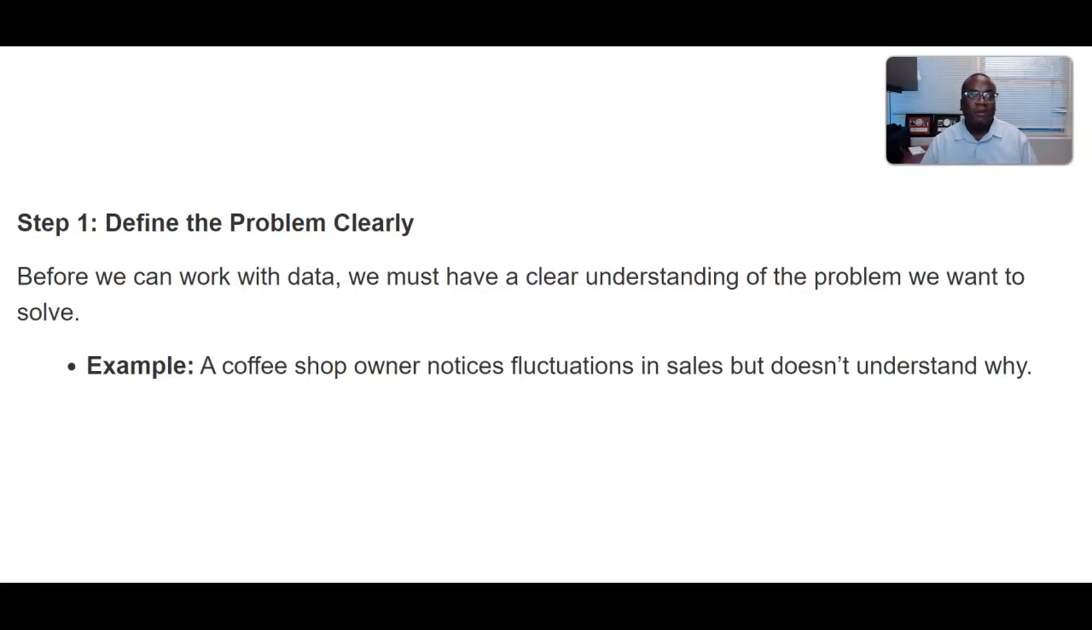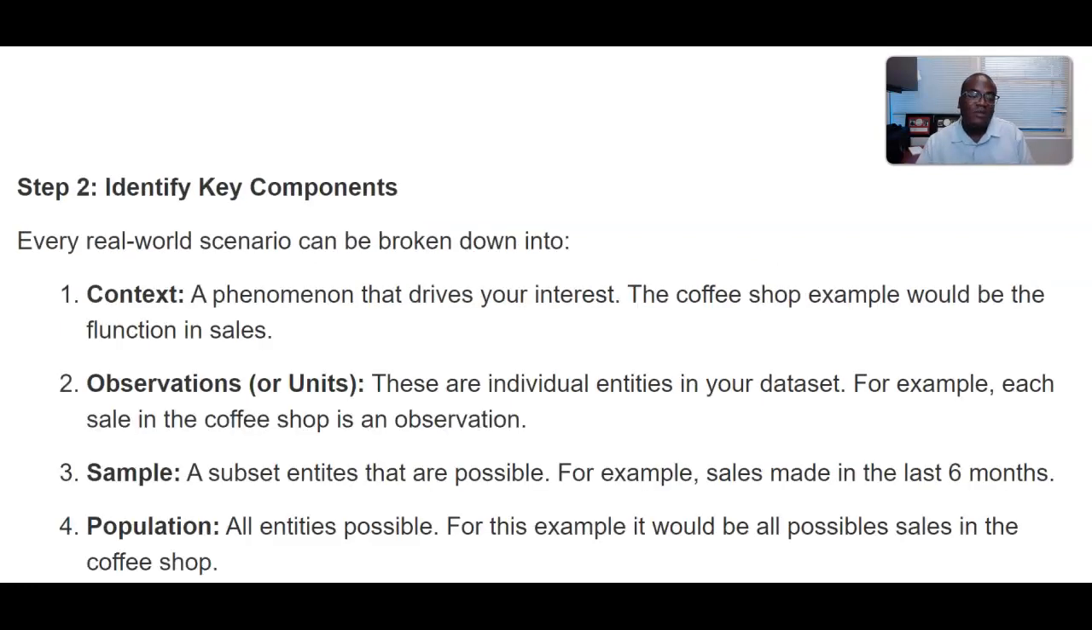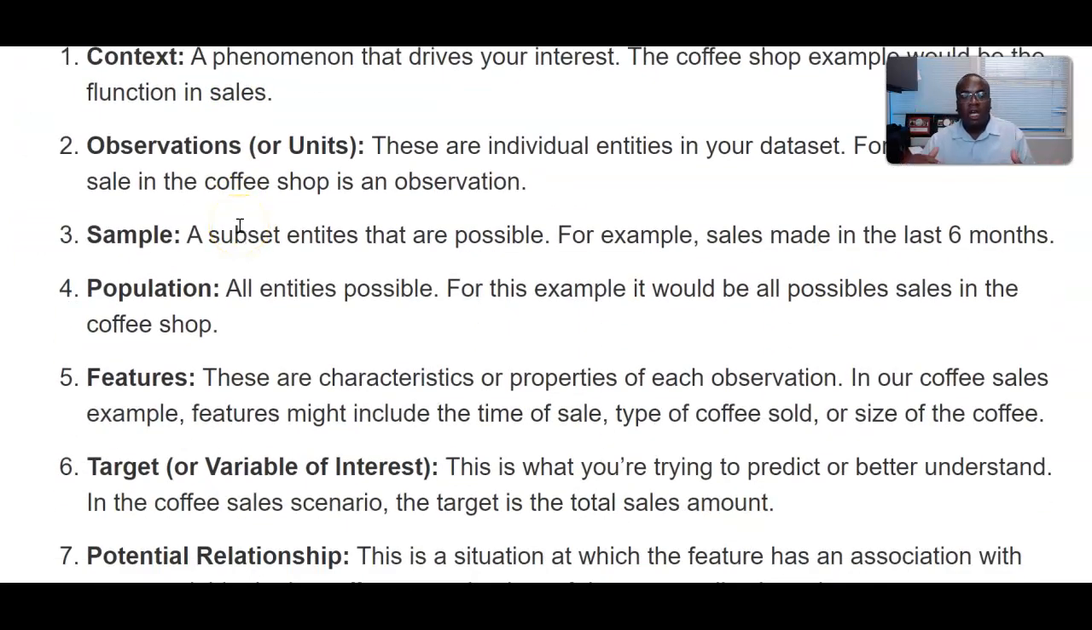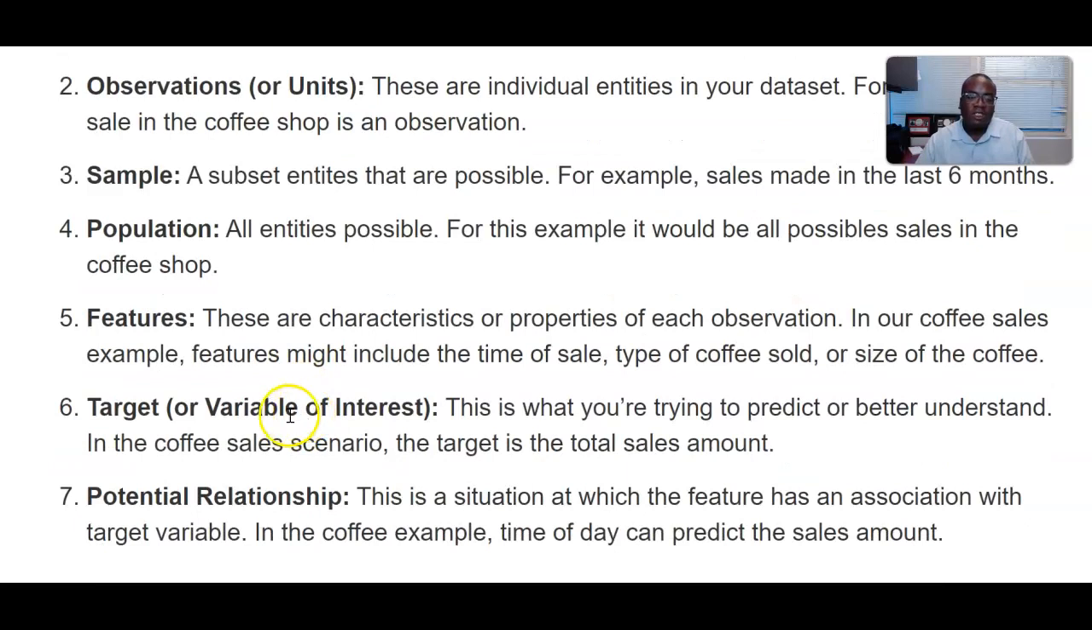The second step is to start to identify some key components. Remember, we already talked about context, observations, units, sample, population, but I'm going to introduce a new concept. It features a new concept called the target variable, or the target, and that's going to be the feature that we're really interested in. And then last but not least, potential relationships.